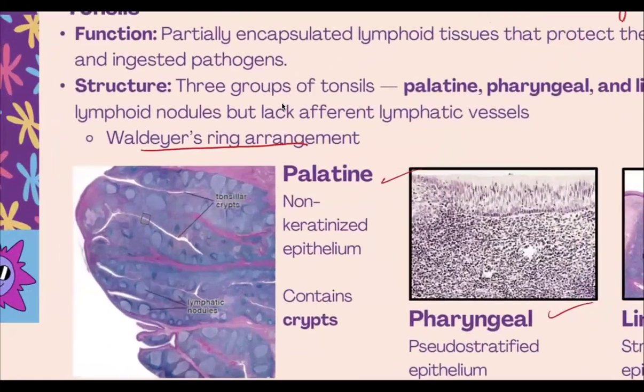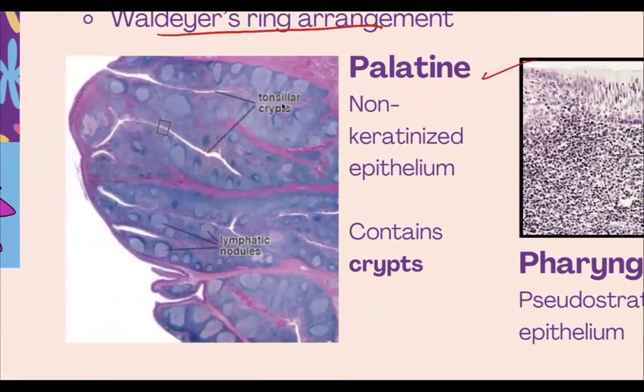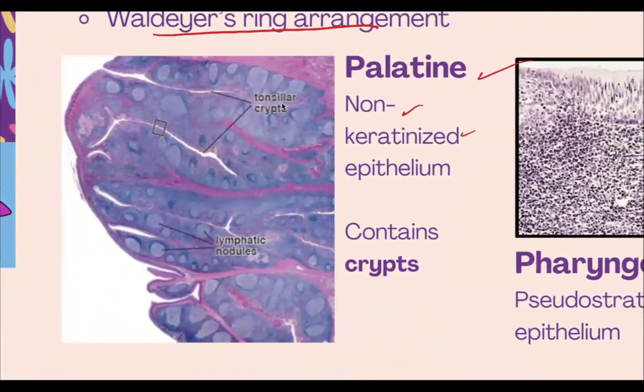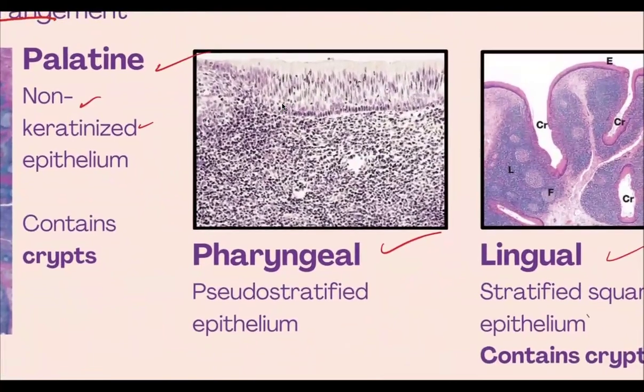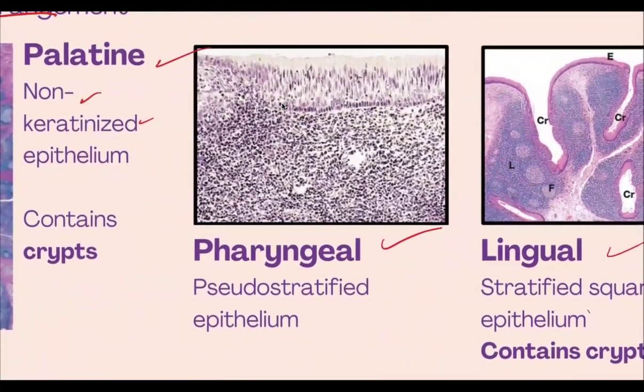So this is what palatine tonsils look like. You can notice that they are related to non-keratinized epithelium. They also contain tonsillar crypts. So again, just keywords to remember. Then you have the pharyngeal tonsils. This is your marking for pseudostratified epithelium, and the pharyngeal tonsils come under it. That means their lymphoid tissue comes under the pseudostratified epithelium.